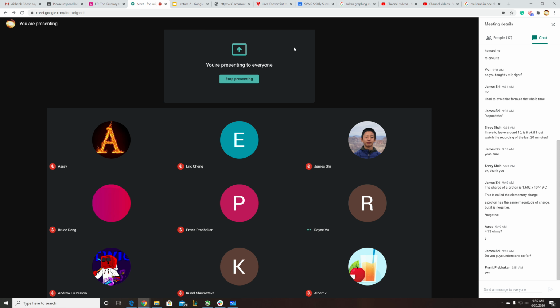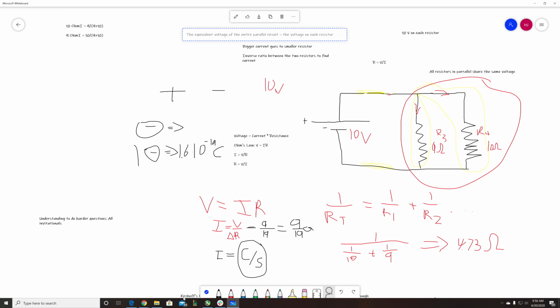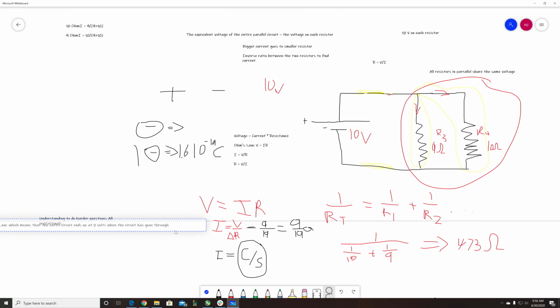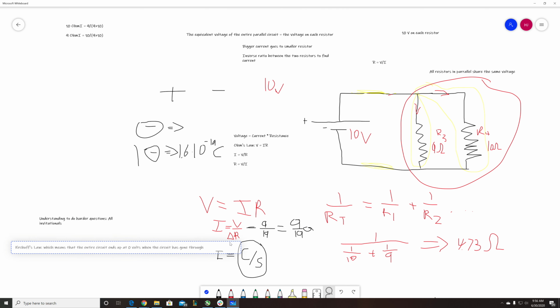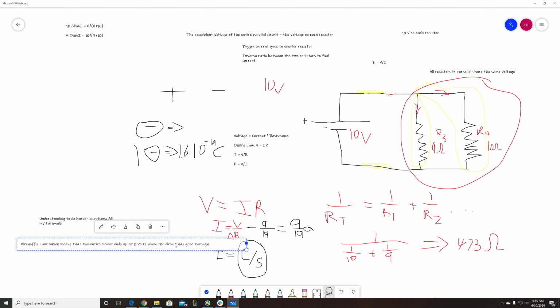That is a misconception. No, that's not it. We need to understand this very important concept. If anything in circuit lab, this is the most important concept you should get. Kirchhoff's law: the entire circuit ends up at 0 volts. Nothing is created. It's only lost inside the circuit. You need to understand this.